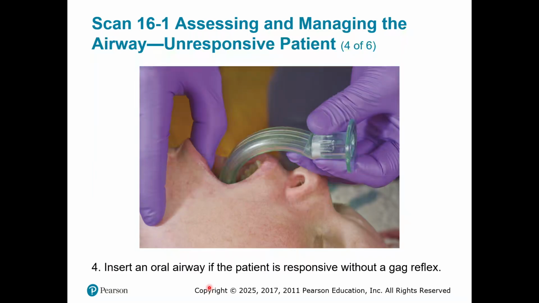Going to insert the oral airway if the patient's unresponsive and without a gag reflex, right? So if they're snoring, well, you're not going to be able to put an oral airway in, right? Most of the time, they're not going to accept it. Right, this patient needs to be someone who's totally unresponsive without a gag reflex.